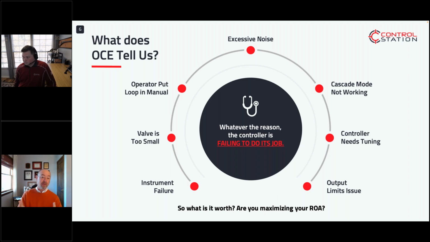So the value you can get from getting these loops back in order is really important to increase your return on assets and to make sure that those controllers actually deliver the value to the plant that they were supposed to. They were put there for a reason. And OCE helps point out which ones are basically not doing their job. Yeah, and it's that normalized aspect that George had mentioned earlier that allows you to roll that information up. It's not just one loop.